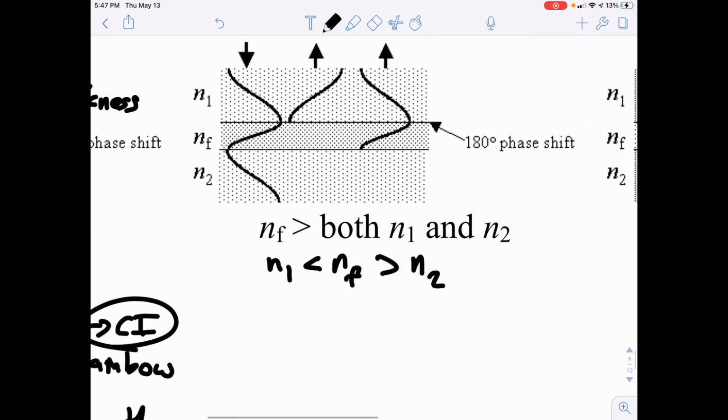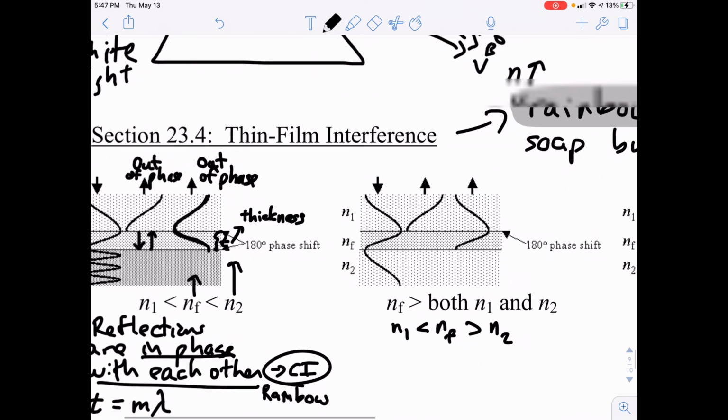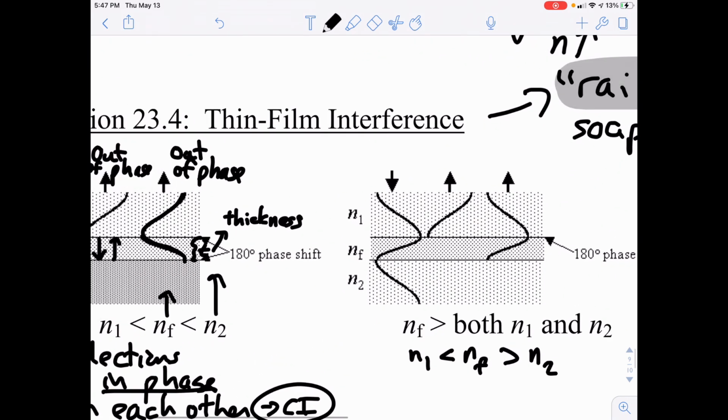And what could this be like? This could be like a soap bubble. Perfect example. What would a soap bubble be? A soap bubble would be air, soap, and air again, right? That's what a bubble is.